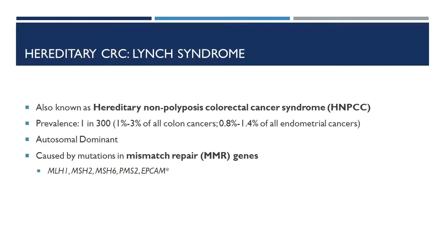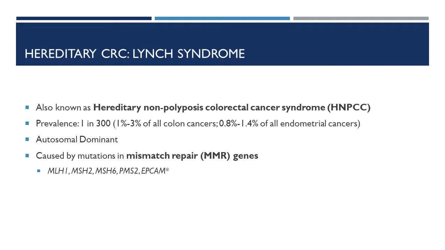Lynch syndrome, also known as hereditary non-polyposis colorectal cancer, is the most common hereditary cancer predisposition syndrome with a prevalence of 1 in 300. It is also the most common cause of hereditary colon cancer, accounting for 1 to 3% of all colon cancers and up to 1.4% of endometrial cancers. It is inherited in an autosomal dominant manner and caused by mutations in the mismatch repair genes.